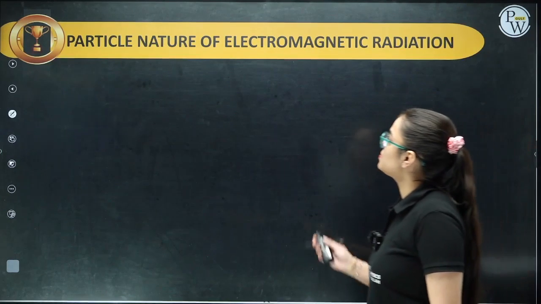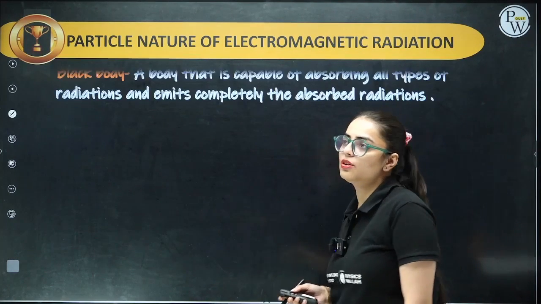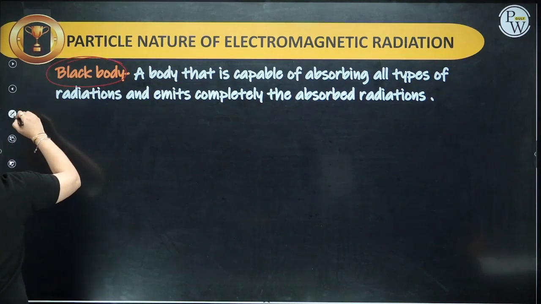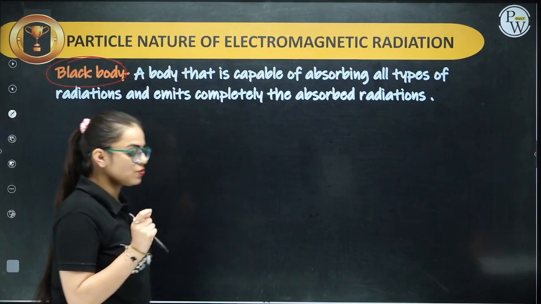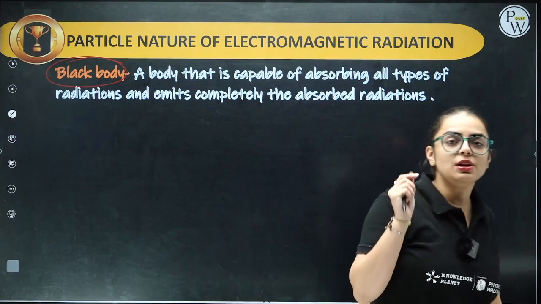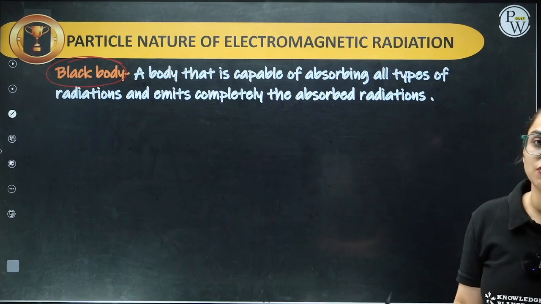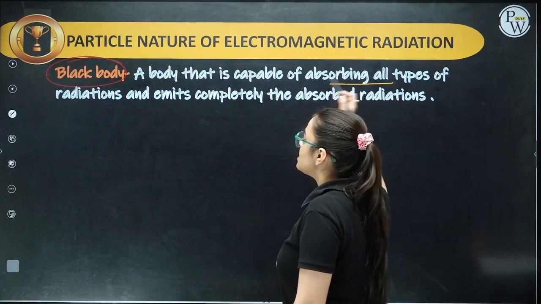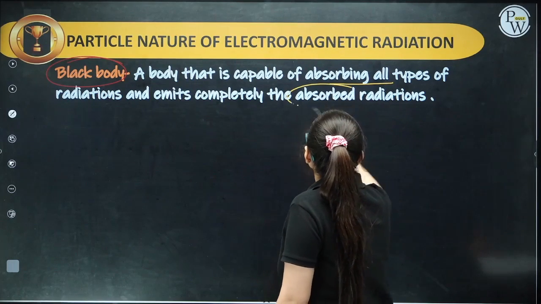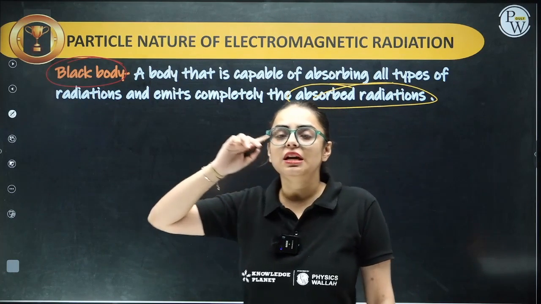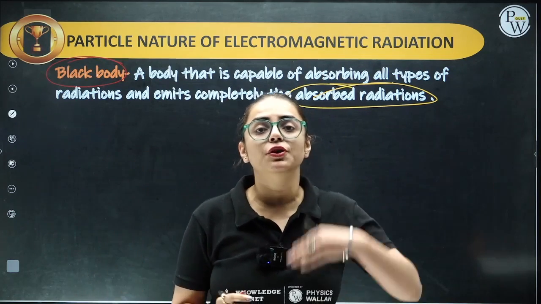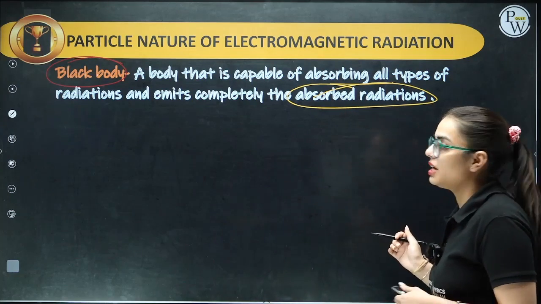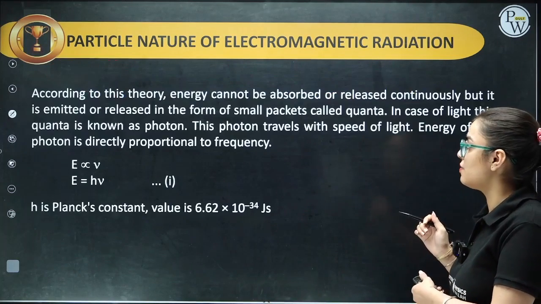Done. Now comes the particle nature of electromagnetic radiation, and the very first topic we are going to start with is black body radiation. What happens when we heat a certain body? It will radiate thermal energies with different frequencies and different wavelengths. Basically, a black body is capable of absorbing all types of radiation and emits completely the absorbed radiation. So it will emit thermal radiation with different wavelengths and frequencies when you heat a black body. So this is black body radiation, which explains the particle nature of light.